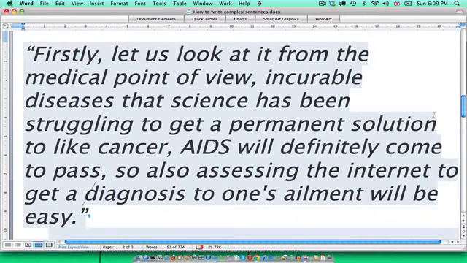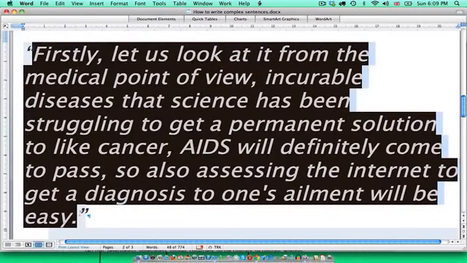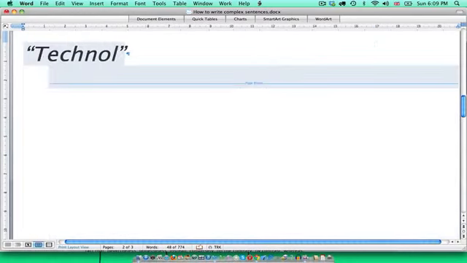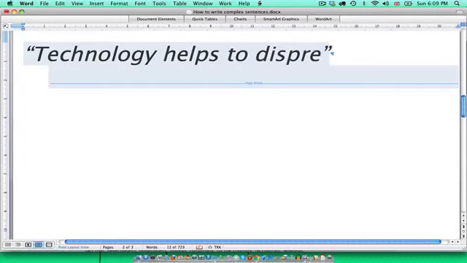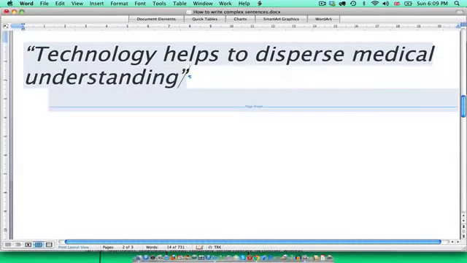Okay, so if we look at what's written here, I think we can pull out a few. It's difficult to do because it's almost incoherent, but we can pull out a few simple ideas, and I'm going to write them here as simple sentences. So the simple sentences are, the ideas that I think the student wants to communicate are, technology helps to disperse medical understanding. Okay, I think that was sort of the opening idea.